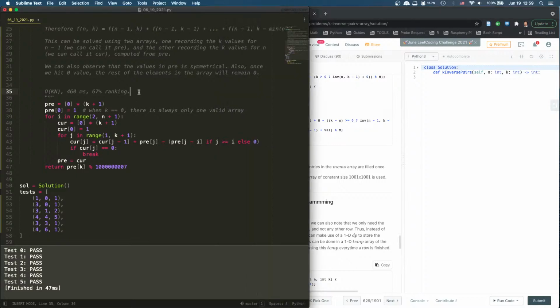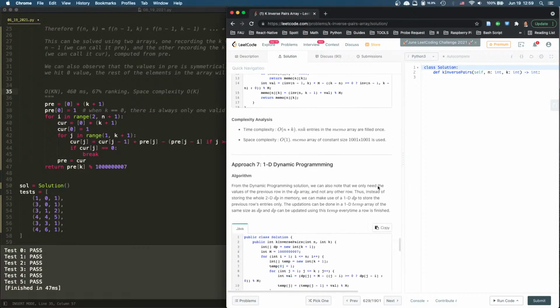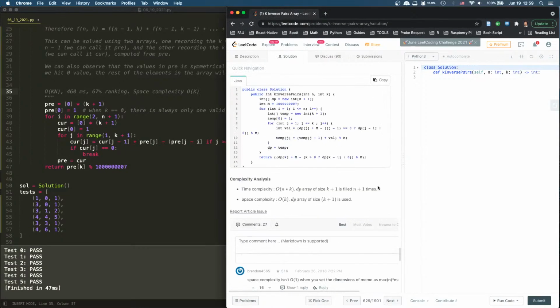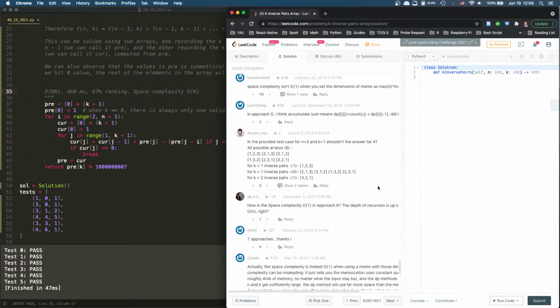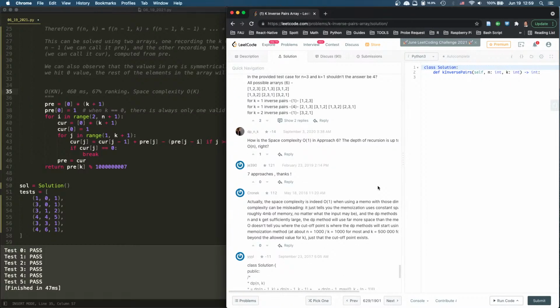Oh, wow. The good thing of coming up with the right solution the first time is I don't have to read through all 7 solutions. We already hit the best one. So space complexity is okay. Yeah, I feel it. Just took some time.